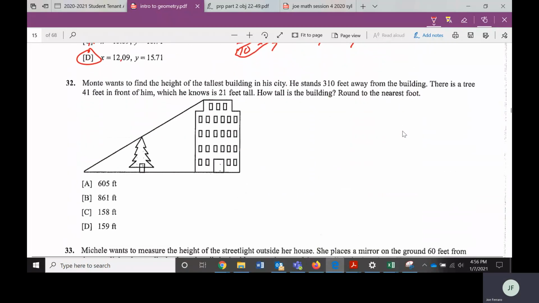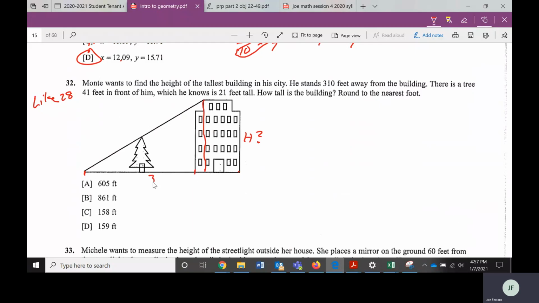Number 32, I'll just give you a hint here. This one's going to be like 28. And I'll even label the parts, just so you understand the picture. And then you may want to separate the triangles. So he wants to find the height of the tallest building in the city. So he wants to know what this is from here to here. So that's what we're looking for. He stands 310 feet away from the building. So from here all the way to here, or sorry, no, right here.